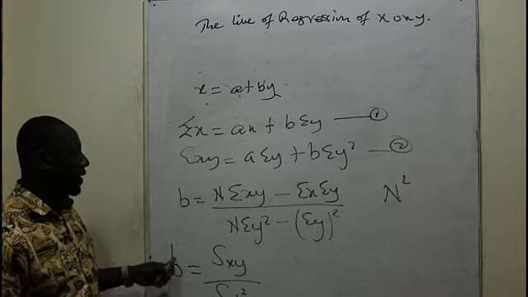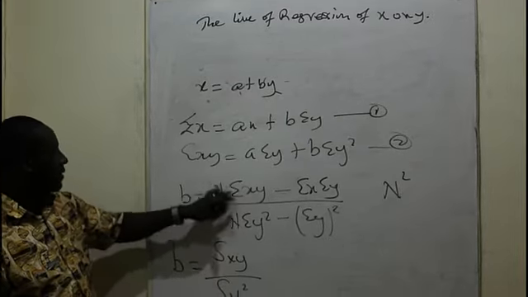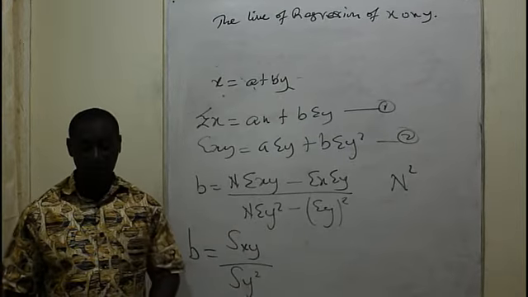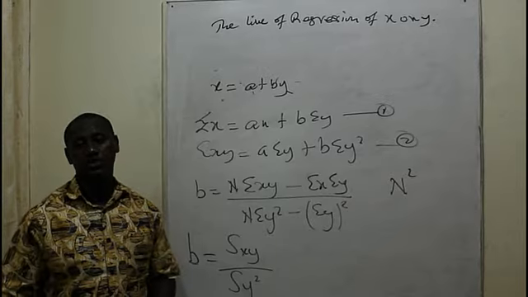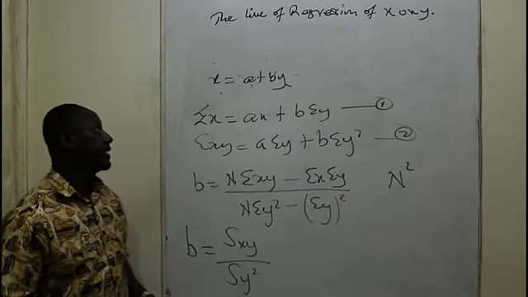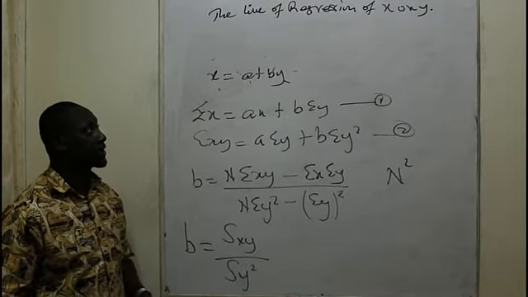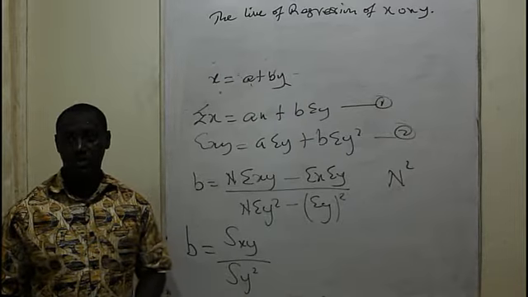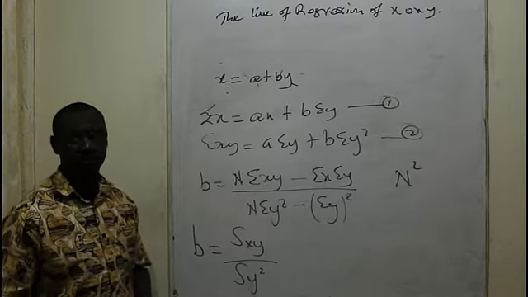And we are going to use this formula, what we have, and the first one that we derived, to solve for the values of b and a, so that when we are done with that, we can get the equation or the line of regression of x on y. So I'm going to give you an example.